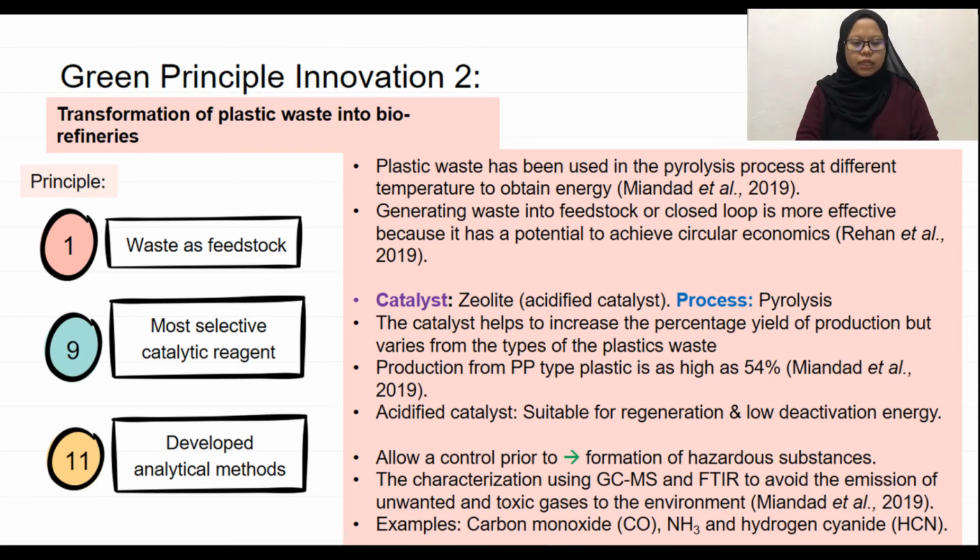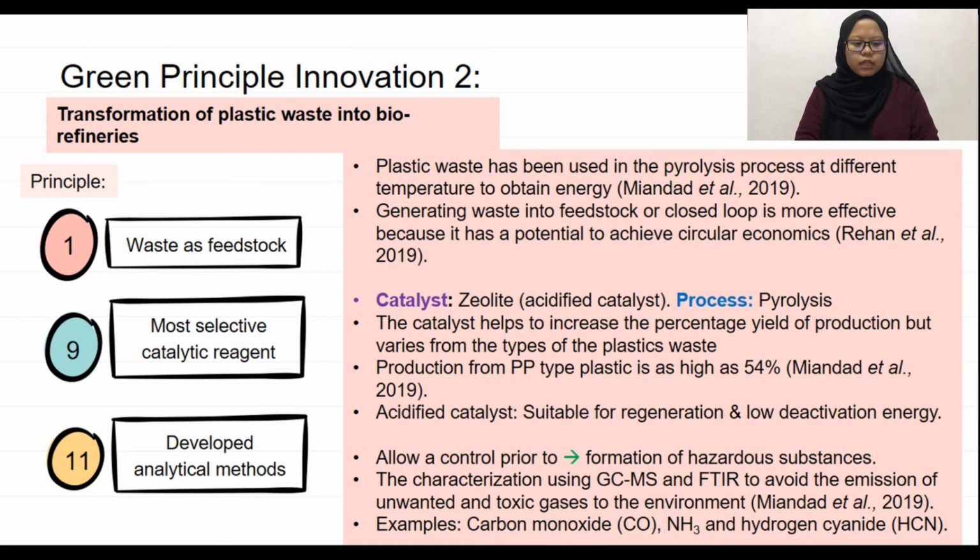Next is principle number 9, which is the most selective catalytic reagent. The specific catalyst used is zeolite, and the process is pyrolysis. The catalyst helps to increase the percentage yield of production, but it varies with the type of plastic waste. Production of PP type plastic is as high as 54% when catalyst is applied. The acidified catalyst is suitable for regeneration and low deactivating energy.